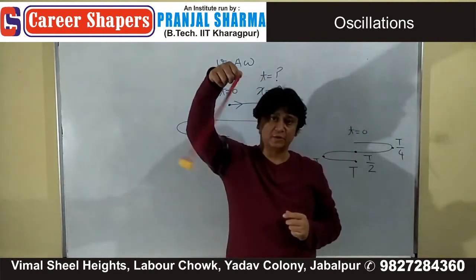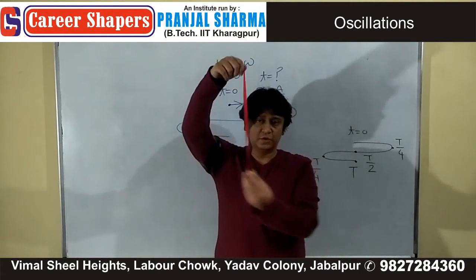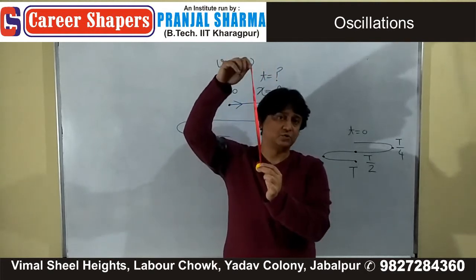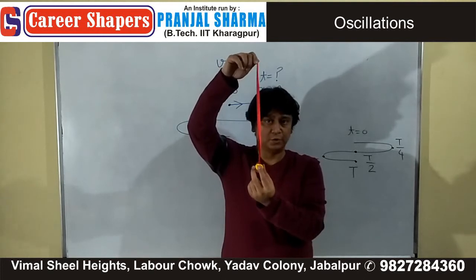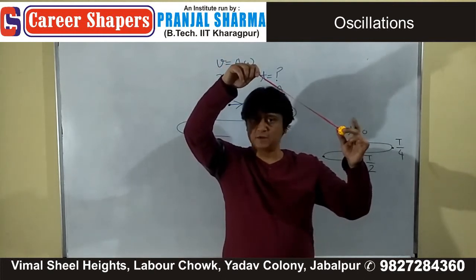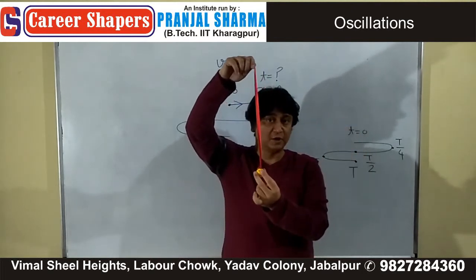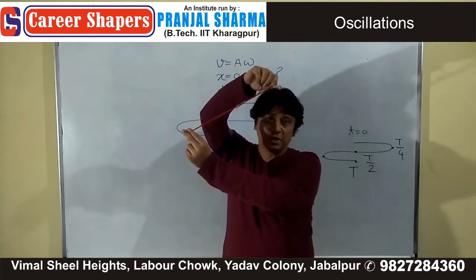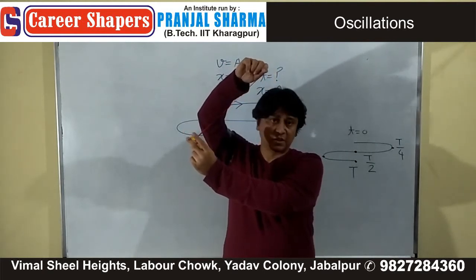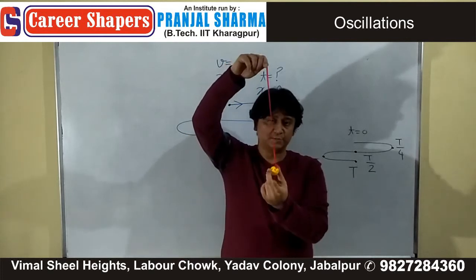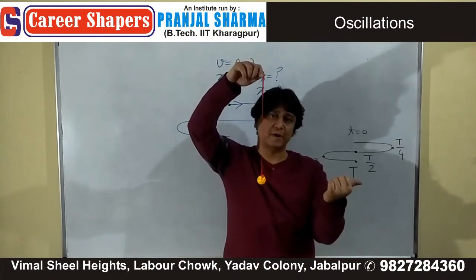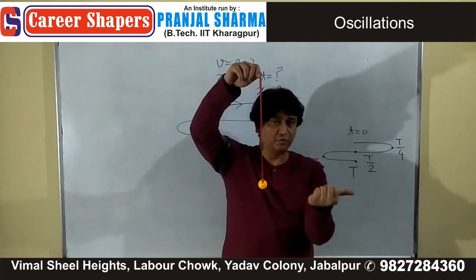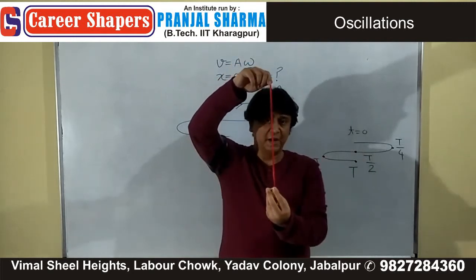When it is oscillating like this, this is T/4, another T/4, T/4, T/4. That completes one oscillation. So if this is t=0, then this is t=T/4. It is at the amplitude. Another T/4, time becomes T/2. It is at the mean position and is going for the negative amplitude. Another T/4, time becomes 3T/4. Object is found at the negative amplitude. Another T/4, it is back at the mean position and is moving towards positive amplitude. One oscillation is complete.